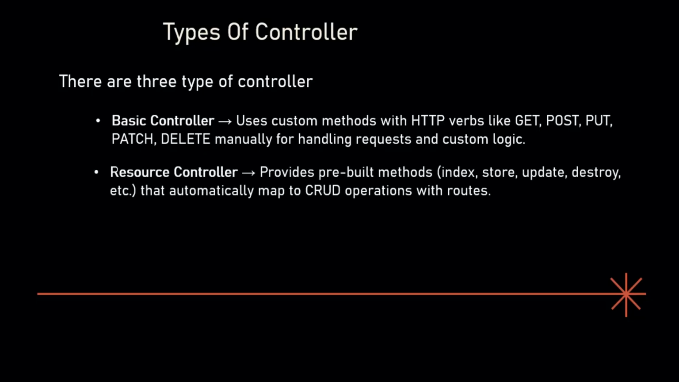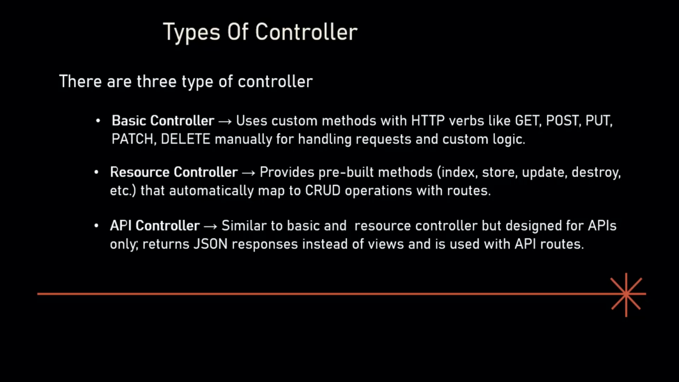The second type is the resource controller. Resource controllers are more organized and save development time because Laravel automatically generates all the standard CRUD methods for you. This makes your code cleaner and easier to maintain. The third type is the API controller. It works almost the same as a resource controller, but it is designed specifically for APIs. Since APIs do not display forms, the create and edit methods are not included. That's why API controllers only contain the methods needed to handle API requests and responses.